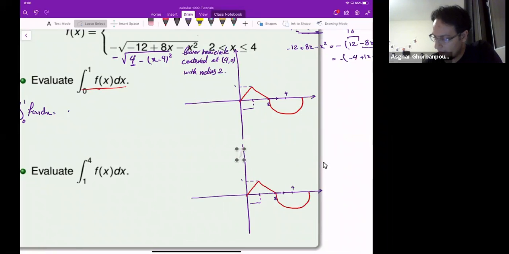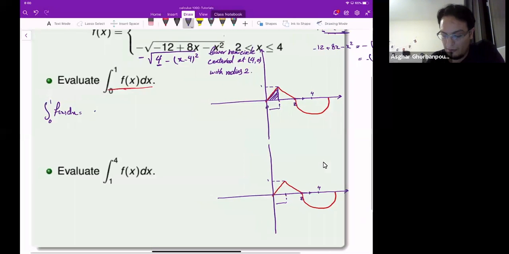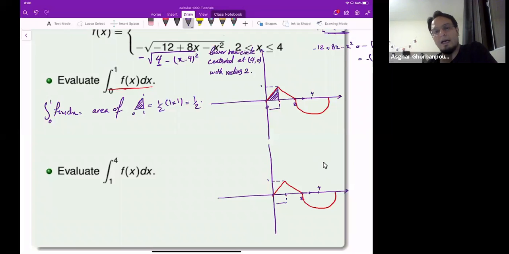But for now, I just want to use 0 to 1. And that just involves this region that you see. It's above the x-axis. That means that the integral of f from 0 to 1 is nothing but the area of that triangle, starting from 0 going to 1, and its height is 1. So it is half of height times the base.